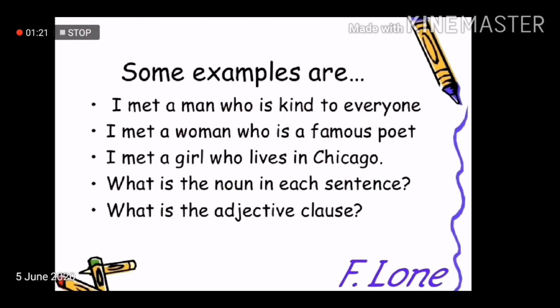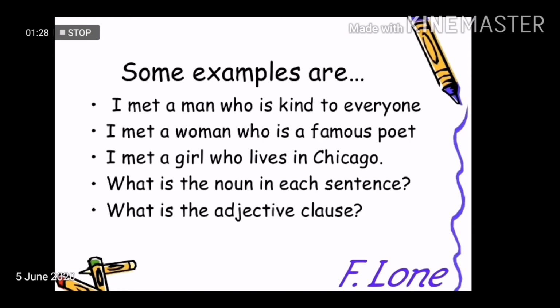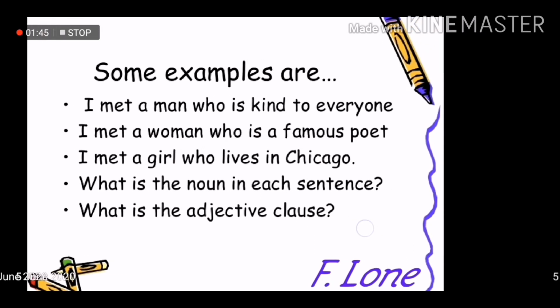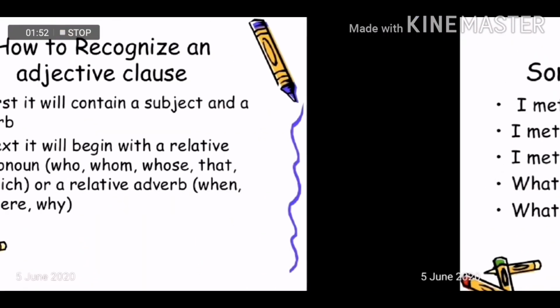Some examples are: I met a man who is kind to everyone. I met a woman who is a famous poet. I met a girl who lives in Chicago. I have given you three examples. The questions for you are: what is the noun in each sentence, and what is the adjective clause?